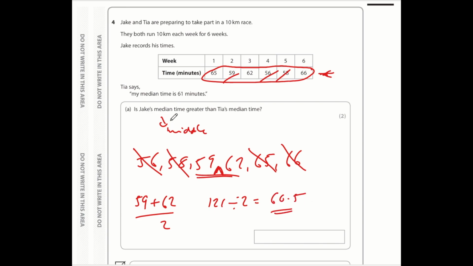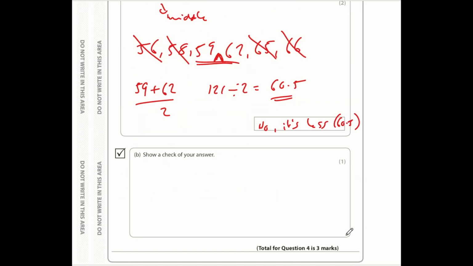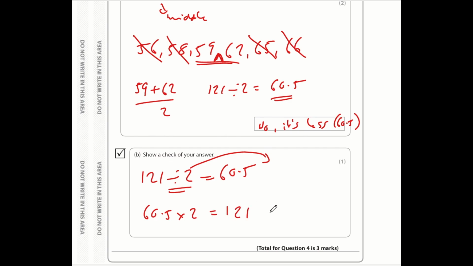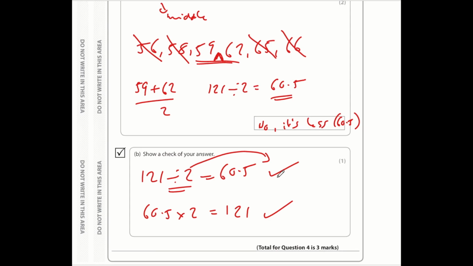So is Jake's median time greater? No, it's less because it's 60.5. Okay, and for part B, show a check of your answer. Well, the final calculation we did was 121 divided by 2 to get 60.5. So if I simply get rid of the divide by 2 and move it over to this other side, it will become times by 2. And is 60.5 times 2 equal to 121? Yes, it is. So therefore, 121 divided by 2 is definitely 60.5.